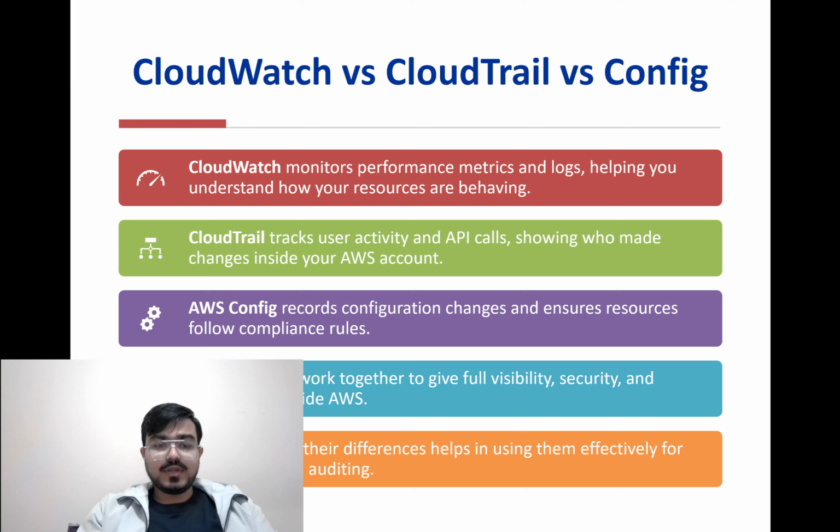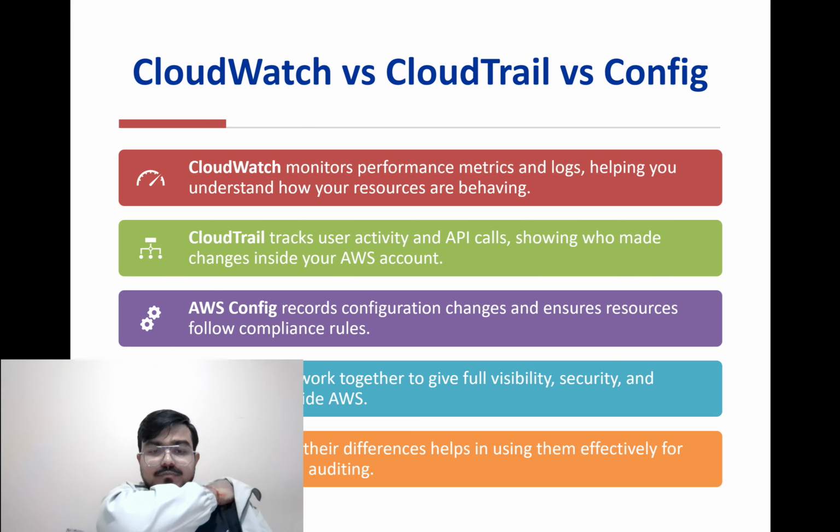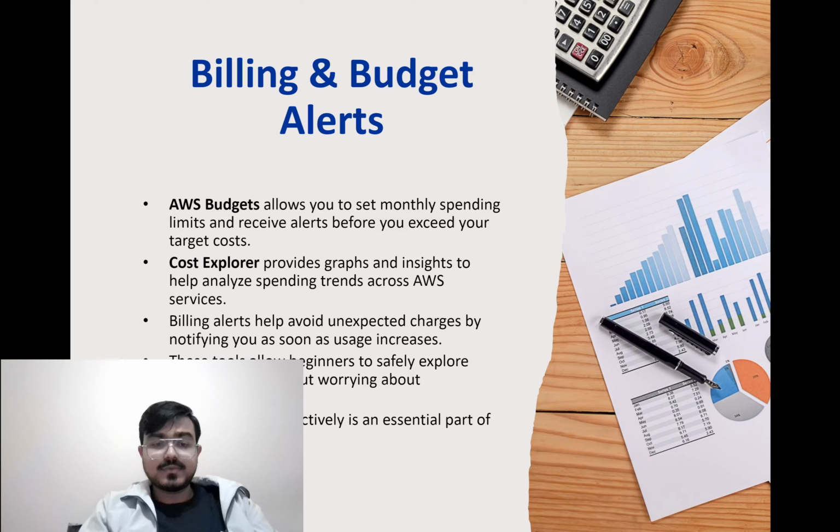So think of it like this. CloudWatch is how your system is performing. CloudTrail is what your users are doing. Config is whether your setup follows rules. So together these tools give full visibility into your AWS account. So let's move to the next one.